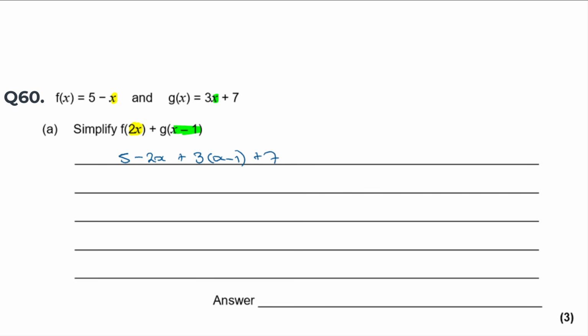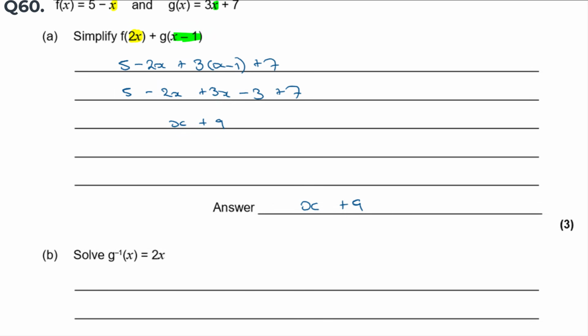Okay, so then tidying that up, that's going to be 5 minus 2x plus 3x minus 3 plus 7. So what have I got there then? I've got minus 2x and 3x, that is x, and I've got 5 minus 3 plus 7, which is 9, I believe. So is it x plus 9? I think so. x plus 9.